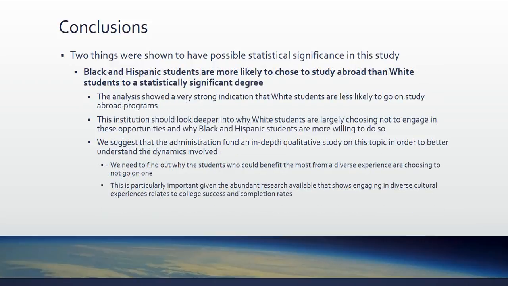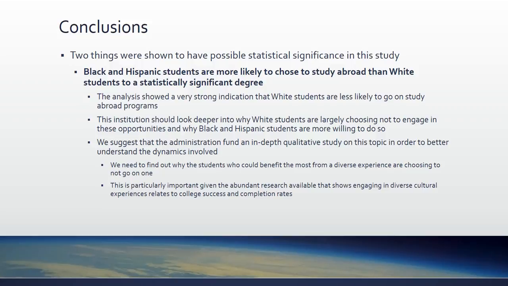Let's look at something else that I think we really ought to put some weight behind. The Black and Hispanic students are more likely to choose to study abroad than white students to a statistically significant degree. Our analysis showed that white students are quite a bit less likely to go on a study abroad program, and we need to look deeper into why that is, why white students are largely choosing not to engage in these opportunities, and why Black and Hispanic students are more willing to do so. It doesn't mean that 75% of them are going to do it, but quite a few more Black and Hispanic students as a percentage of their population will go into study abroad.